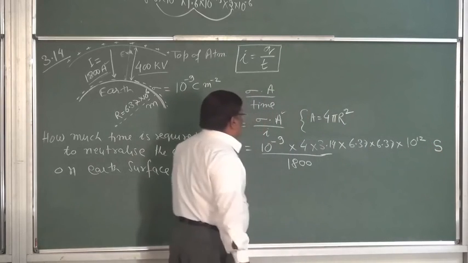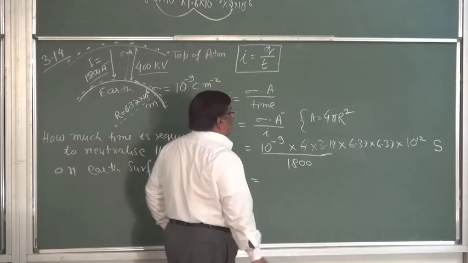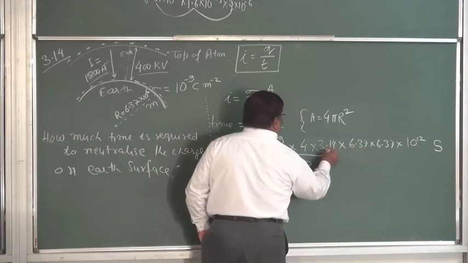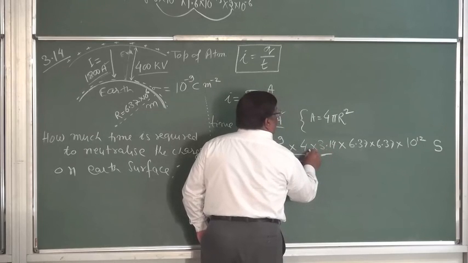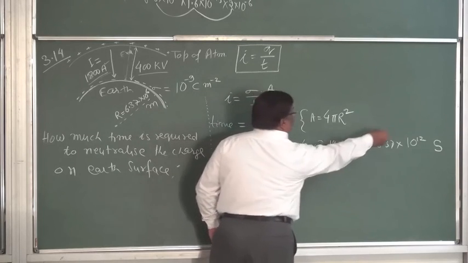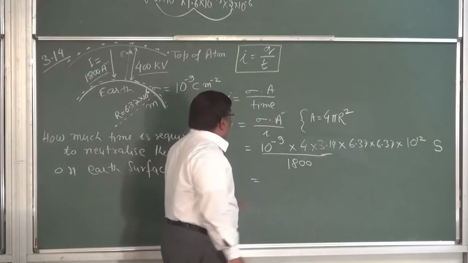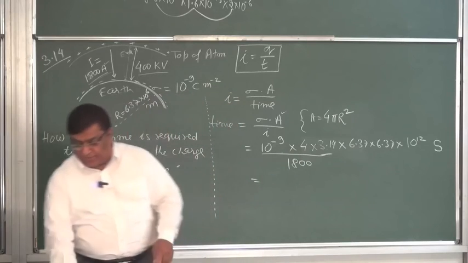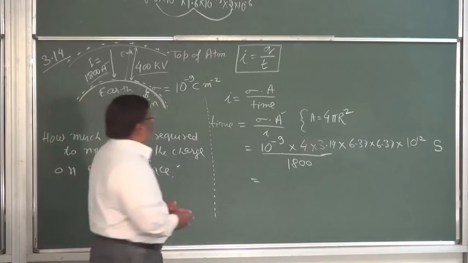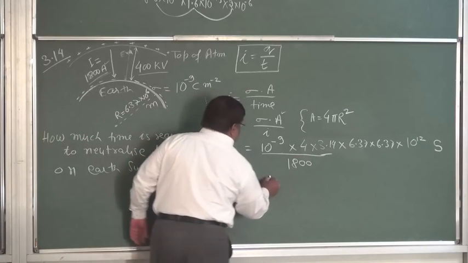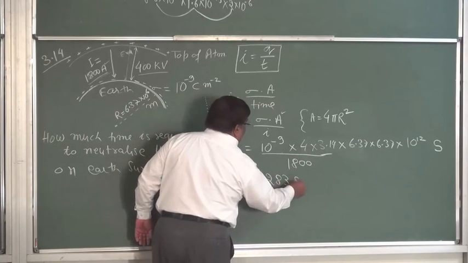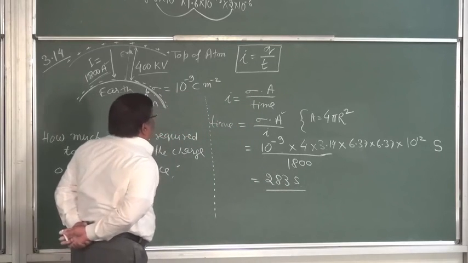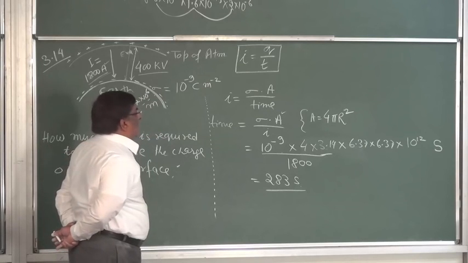Second. Okay, now it's a simple multiplication. You can do it. 6.37 into 6.37 into 3.14 into 4 multiplied by 10 to the power minus 9 plus 12, that is 10 to the power 3, and here 1800, divide by it and you get the answer. Please do the calculation and tell me. So this is approximately 283 seconds. आपका भी आया? Correct. So this 283 second will be the time, approximate time.